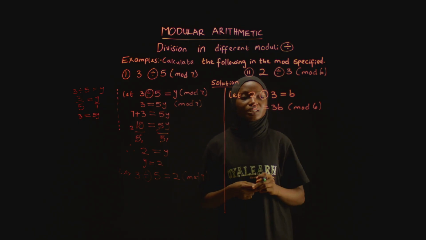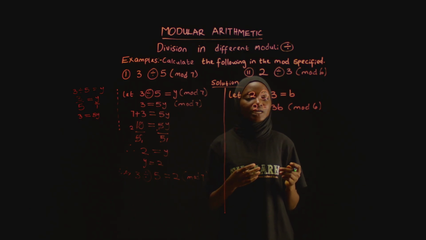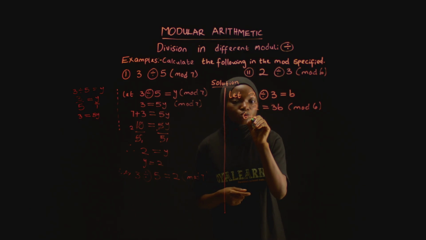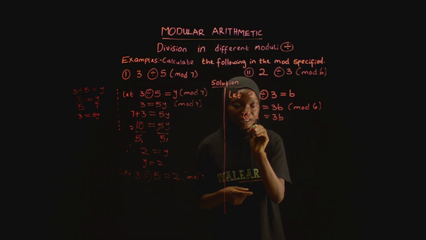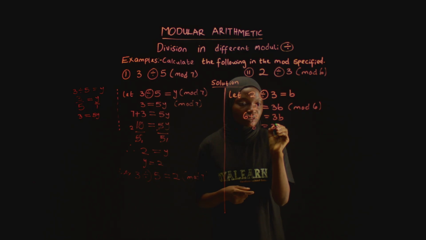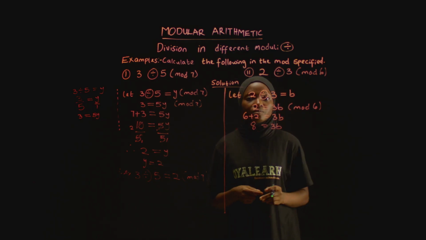When we add 6 to this side, we have 8. And 8 is still not divisible by 3. That is, 6 plus 2 equals 3B. 6 plus 2, that gives us 8 equals 3B. 8 here is still not a multiple of 3. That is, we can still divide both sides by 3 here.